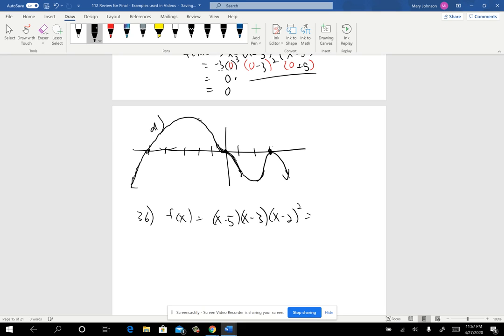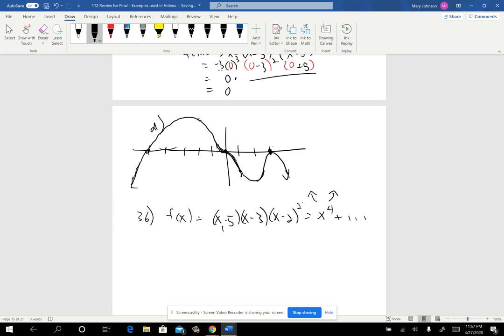So you want to think about the leading term. It would be x times x times x squared, which is x to the fourth. So ultimately, it's going to open up. It's going to have a bunch of other terms here, but I don't care about them. This tells me it's going to ultimately open up.